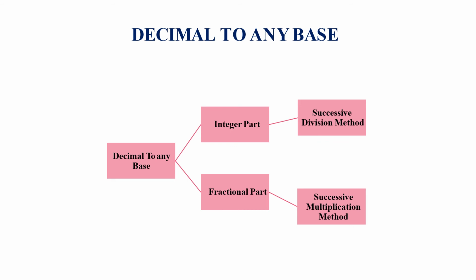One is, for the integer part, we have to use the successive division method. Suppose there is a fractional part, in that case we have to use the successive multiplication method. Please remember that. The decimal number may consist of integer as well as fractional part. It depends. Sometimes it may consist of only the integer, sometimes only the fractional part, sometimes both also. Okay. So if it is an integer, for the integer part we have to use the successive division method, and for the fractional part, we have to use the successive multiplication method.